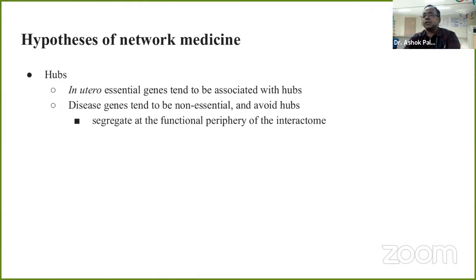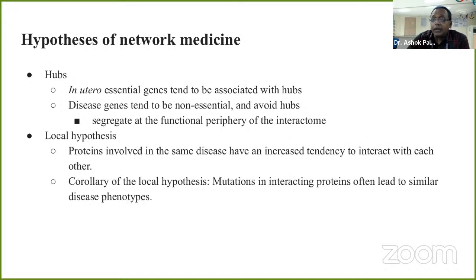All right. So what are the hypotheses? Towards the end, what I want to do is again run over the hypotheses. Now that we have gone over this introduction to network medicine, there are some assumptions we have been using throughout. Now what I want to do is spell out what these assumptions are, that have been implicit in our discussion. So one is hubs. There exist some hubs, and these hubs usually tend to be in utero essential genes, whereas disease genes tend to avoid hubs. So with respect to networks and their hubs, network medicine tells us that disease genes tend to avoid hubs. They only tend to avoid, but there are quite a few disease genes that are also hub genes. All right. Next is the local hypothesis.